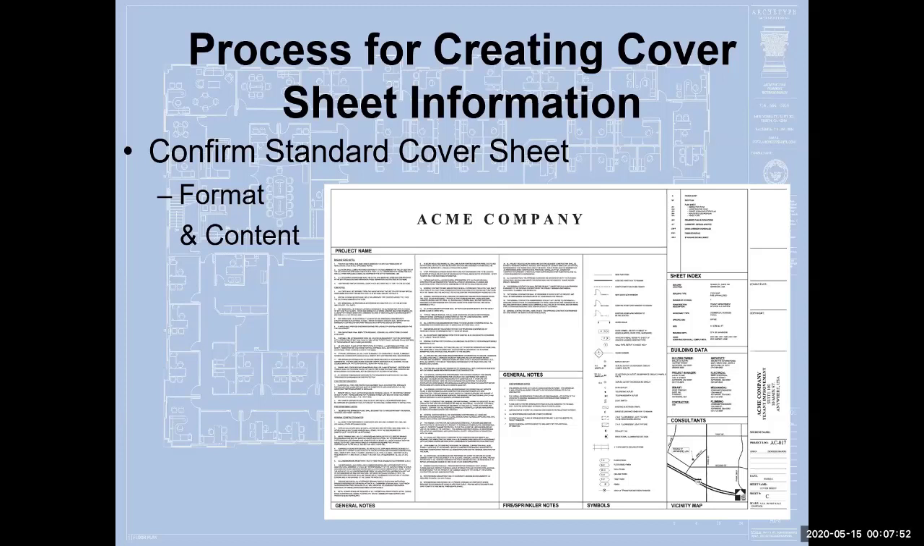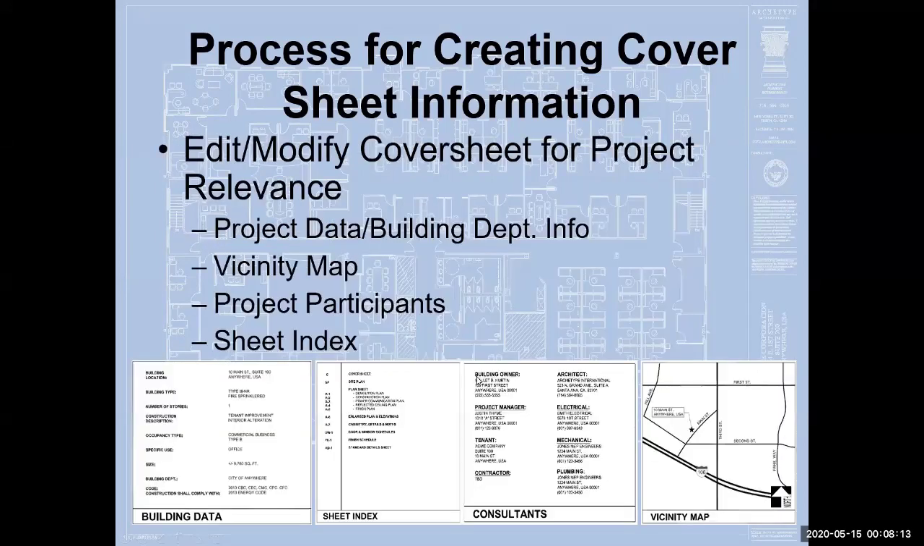So we're going to look at the format. We're going to make sure that the content is very standard to our purpose, and hopefully we don't have to make a lot of changes to it right off. The things we know we're going to change are all this information in here. That is unique to each project, as is the title and the title block. So we're going to pay attention to the building data, the sheet index, the participants, and the vicinity map, just as I've talked about earlier in this lecture.